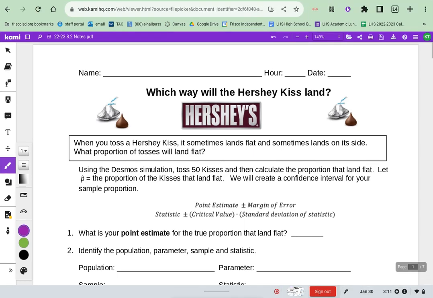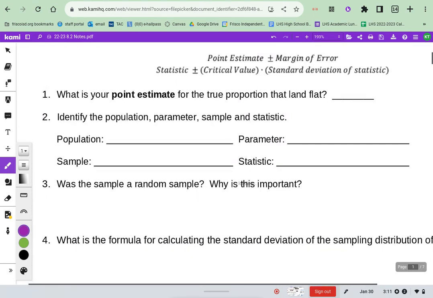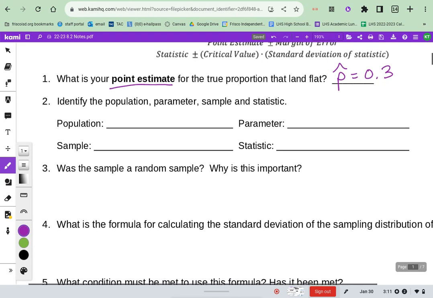Okay, so everybody flipped 50 different kisses, and so everyone's p hat is going to be different. But remember that your point estimate in this case would just be your p hat. So can someone give me an example p hat just so we can work with it? 0.3. Let's use that one. Okay. So for example, this one group had 30% of their 50 Hershey Kisses land on their base.